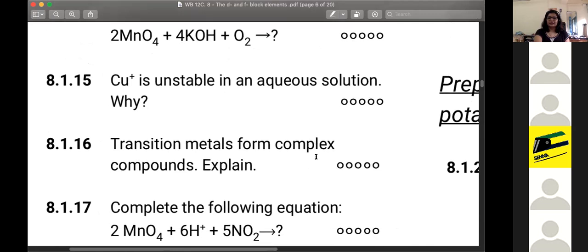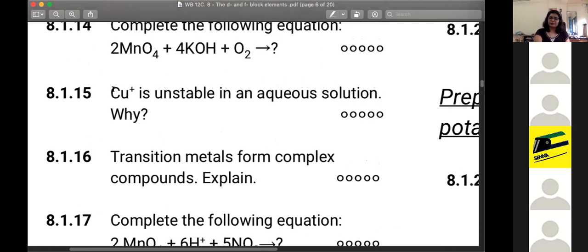All right. So let's look at 8.1.15. Cu plus is unstable in aqueous solution. Why? Ria, your turn. As I'm discussing the questions, I hope all of you are noting it down, writing in your notebook.